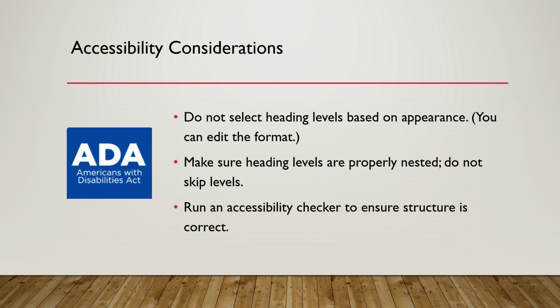These points do matter. Do not select the heading styles based on what they look like, okay? You can always edit the format, as I showed you last week, and I'll show you again this week. You have to make certain your heading styles are properly nested. Do not skip your levels. But don't worry, you can run one of the built-in accessibility checkers once you're done working on your page to make certain that structure is correct and fix any problems.